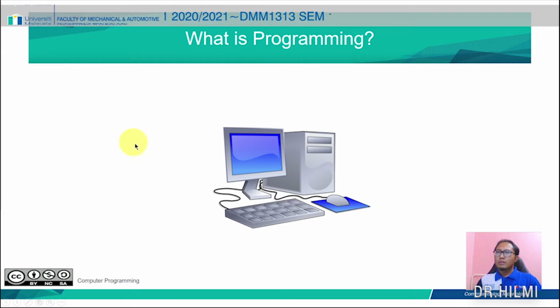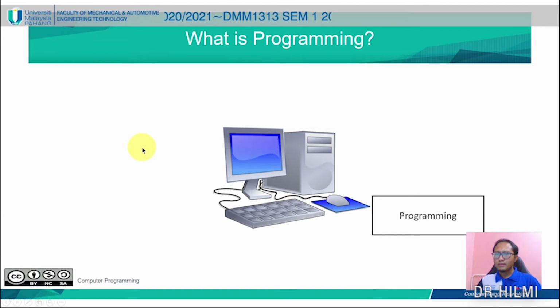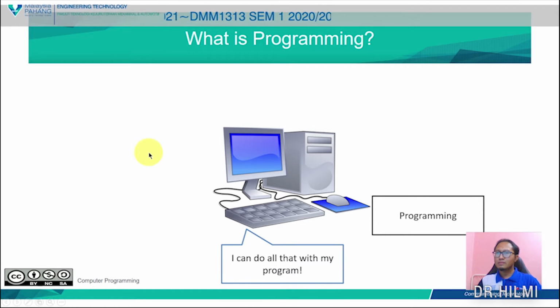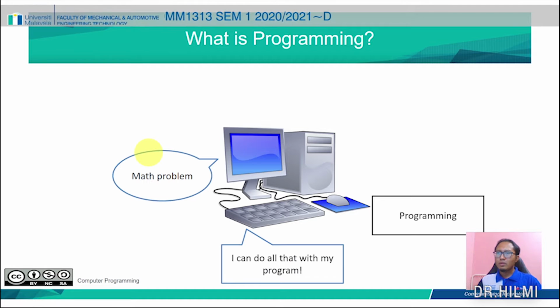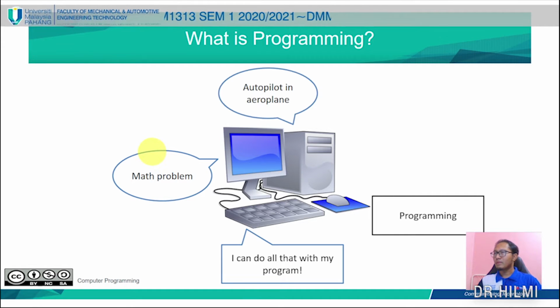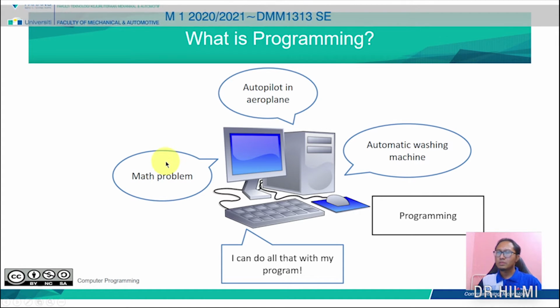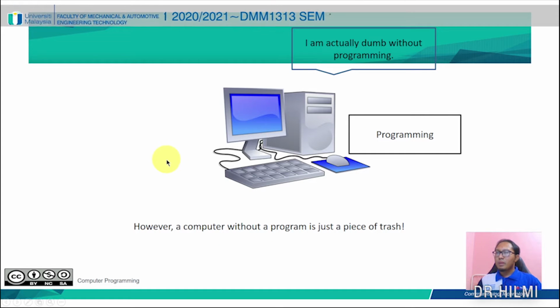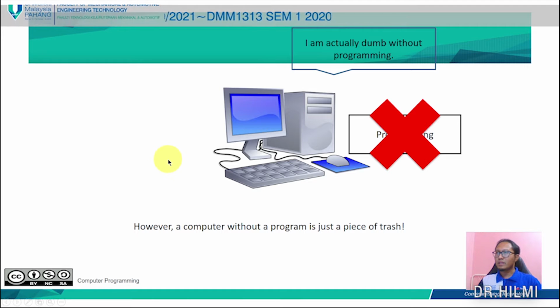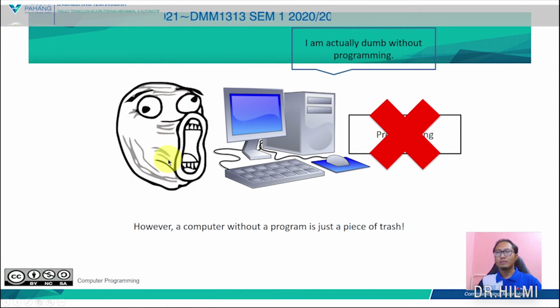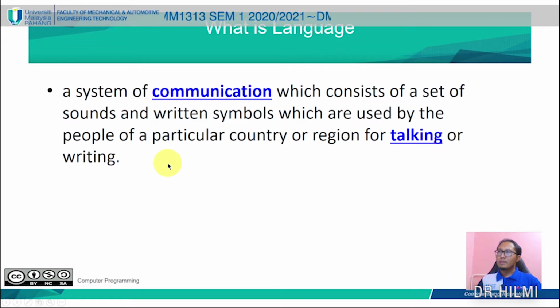With programming, a computer can have an operating system or OS that enables us to do any job that sounds impossible for a normal human to do, in the shortest amount of time with minimum effort. Math problems, autopilot in aeroplanes, automatic washing machines, all this is possible using programming. But without programming, a computer is going to be just a piece of trash, just hardware that can't do anything.